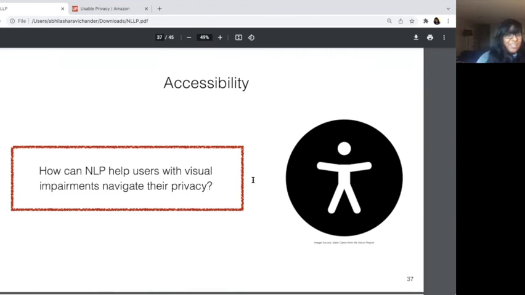Finally, we really want technologies in this area to be able to help a broad range of users, including users with a range of visual impairments navigate their privacy. So we definitely do need to conduct more user studies to see to what extent technologies are equitable and can actually help a variety of users navigate their privacy online.